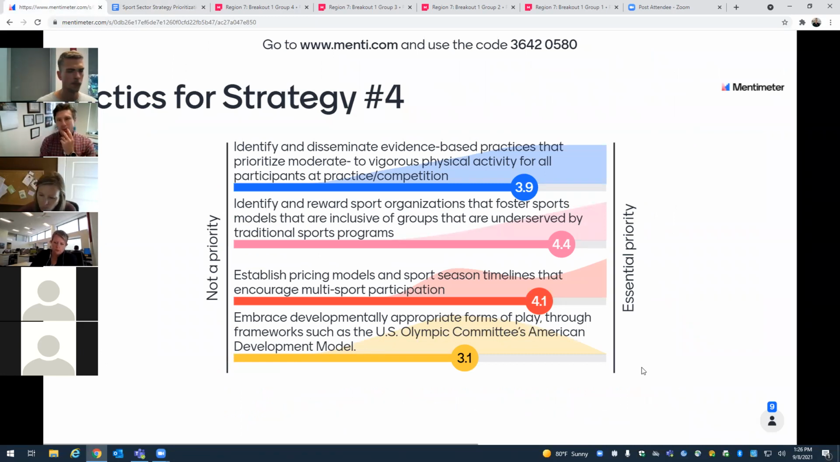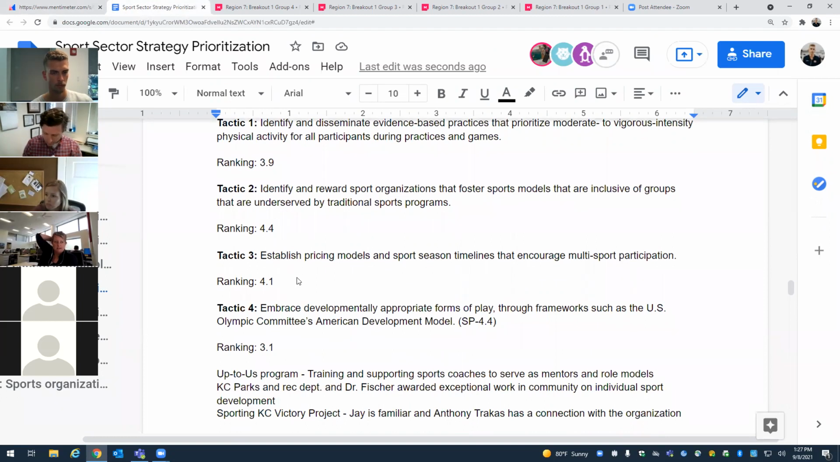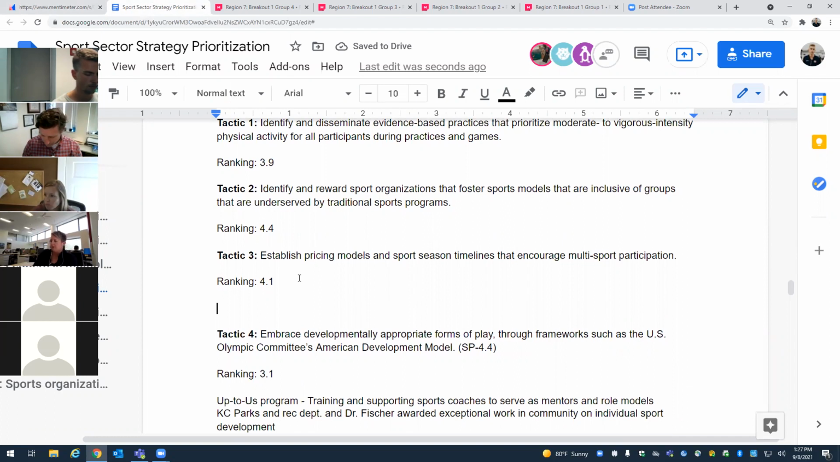I think the third one aligns so well with so much of the national research, right? Even the National Youth Sports Strategy, but also the Project Play research around sport sampling. And I think a subset of this tactic is not only establishing pricing models and season timelines, but I'm not exactly sure if it's a public awareness campaign or what, but there has to be a mindset shift in parents, right? Like the idea that my kid's going to get a scholarship to play sports, and so I'm going to have them specialize and only play that sport all the time because that's the thing they're going to get a scholarship in. That mindset and thinking has to change.